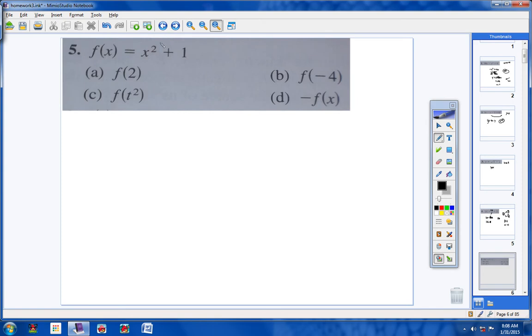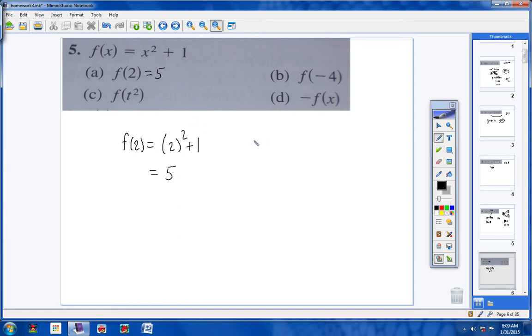Alright, moving on quickly to numbers 5 and 6. We are going to evaluate the function at the indicated value. Okay guys, I'm going to move pretty fast here, so here we go. We're going to put a 2 in for x. So f of 2 equals, where the x is, I put a 2. And of course your answer is 5. F of 2 equals 5.